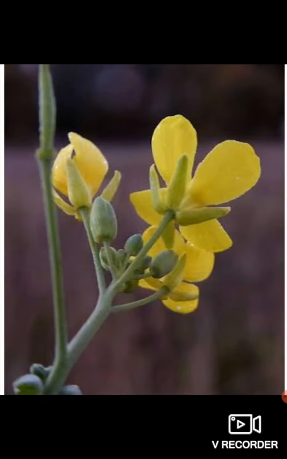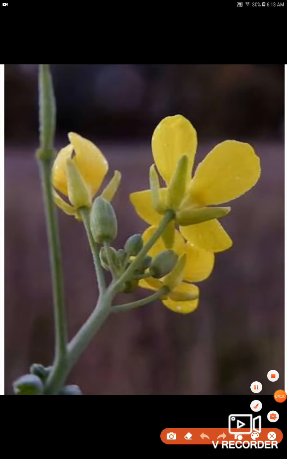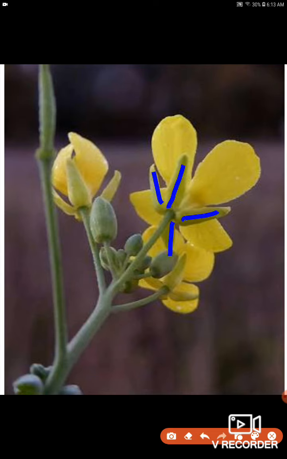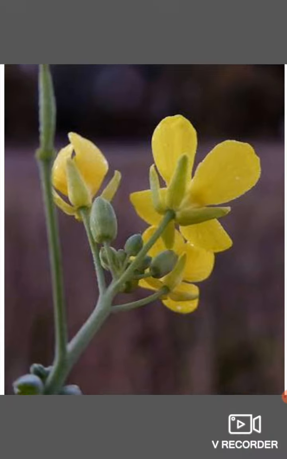See, I am showing you the figure. This is the mustard flower, the example given in your book. In mustard flower, these are the petals, and these are the sepals. How are they? Sepals are free to each other. See, they are not joined. They are free to each other. So they are an example of polysepalous. Now this is the hibiscus flower.